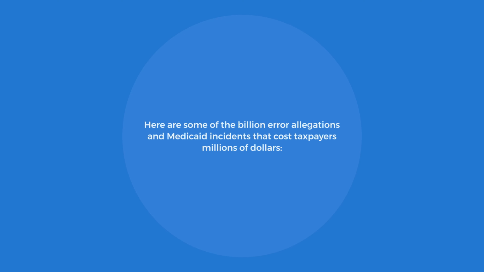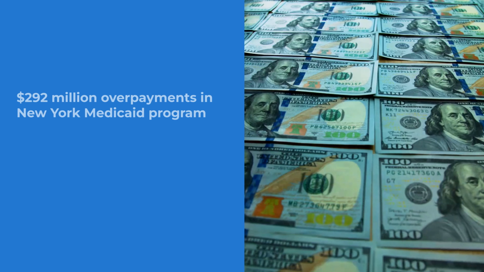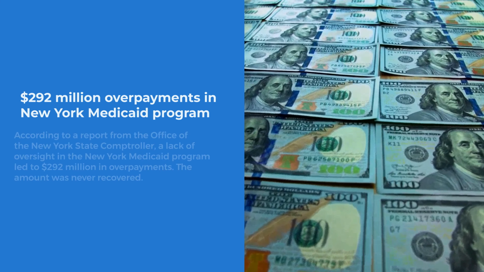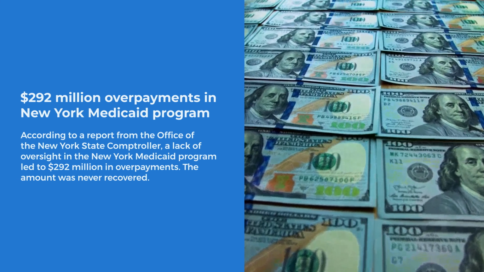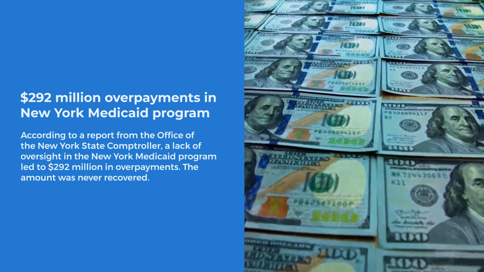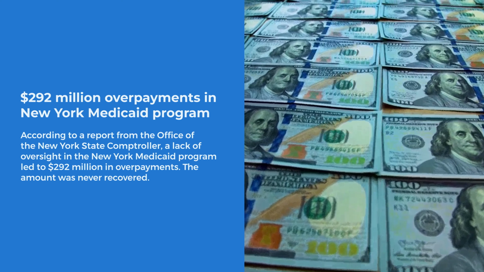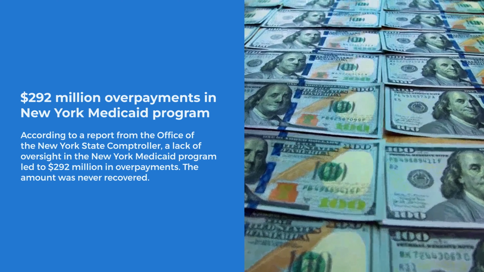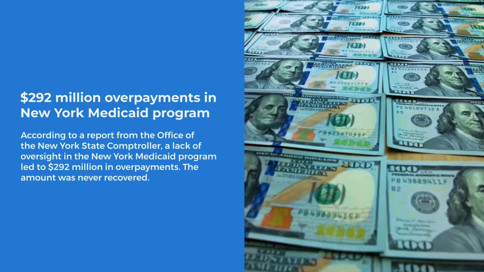Here are some of the billing error allegations and Medicaid incidents that cost taxpayers millions of dollars. $292 million overpayments in New York Medicaid program. According to a report from the Office of the New York State Comptroller, a lack of oversight in the New York Medicaid program led to $292 million in overpayments. The amount was never recovered.